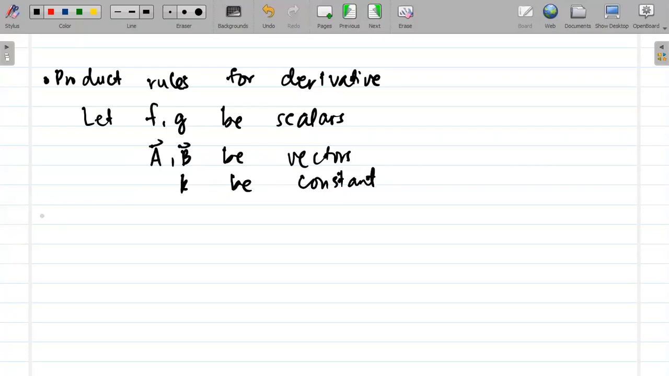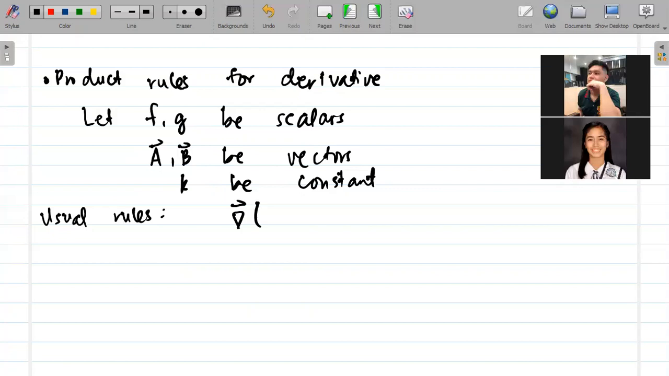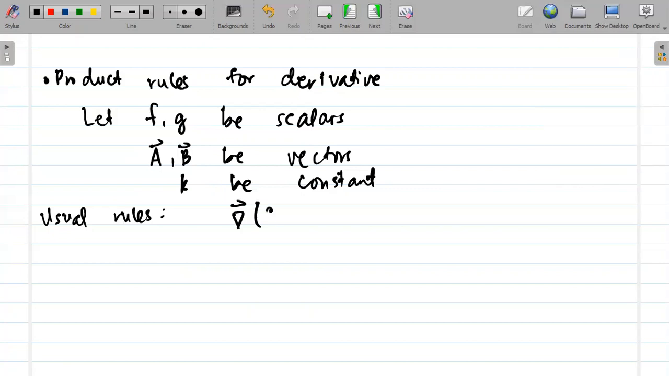So, ang ating usual na product rules ng derivative, we have the gradient. Class, saan nag-act ang gradient? Sa scalar o sa vector? Scalar po. Sa scalar. So, ang gradient of f plus g, that is the gradient of f plus the gradient of g. So, medyo familiar naman yung ganyan.